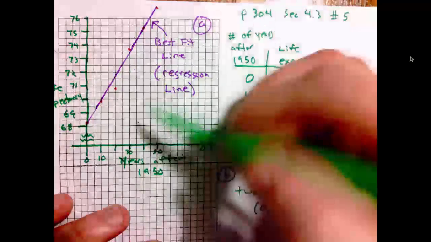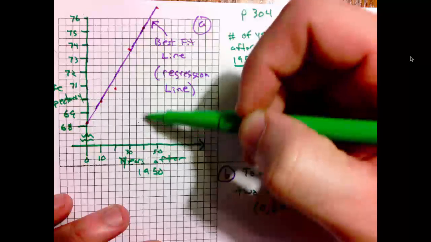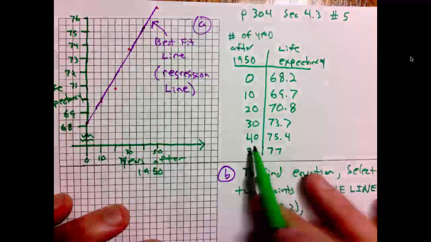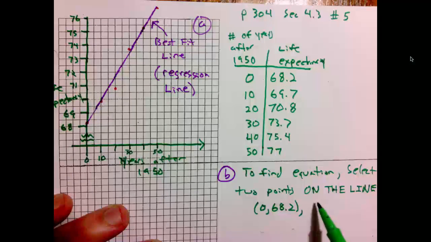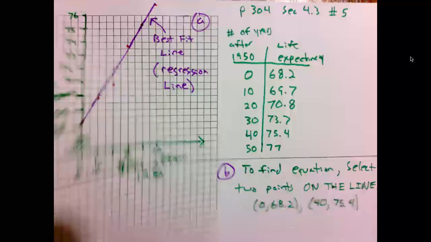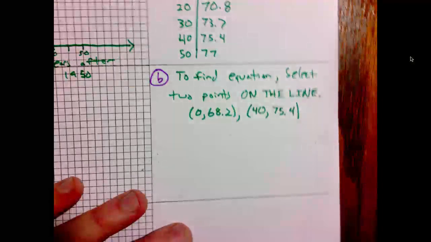All right. Again, to find a really good regression line, we would use our calculator and find the least squares regression line. 40 pairs with 75.4. These 2 points are on our line now. We're ready to find the equation of a line.